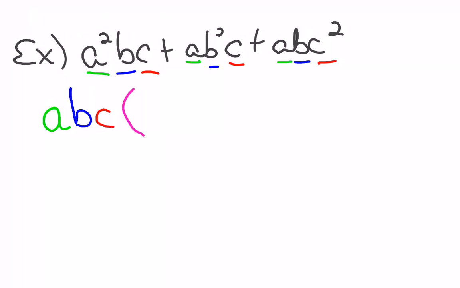So now we figure out what's left over. If I pull an a, b, and c out of the first term, a squared bc, I'm left with an a. If I pull an abc out of the middle term, ab squared c, I'm left with a b. And if I pull abc out of abc squared, I'm left with a c. And so there's our final answer.